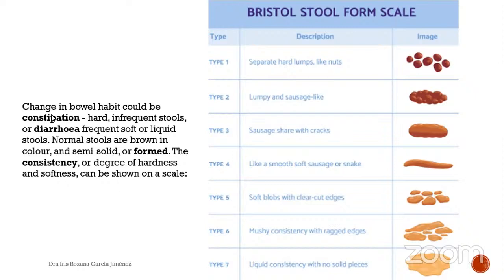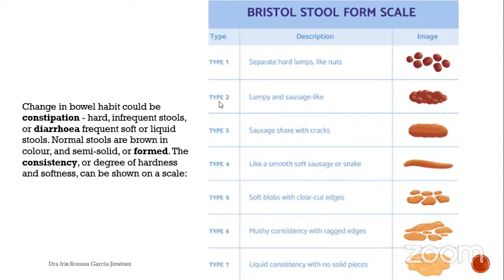Changing bowel habit could be constipation, hard, infrequent stools, or the opposite, diarrhea, frequent soft or liquid stools, right? Normal stools are brown in color and semi-solid or formed. The consistency or degree of hardness and softness can be shown on this scale. So according to this, you have the chance to evaluate.